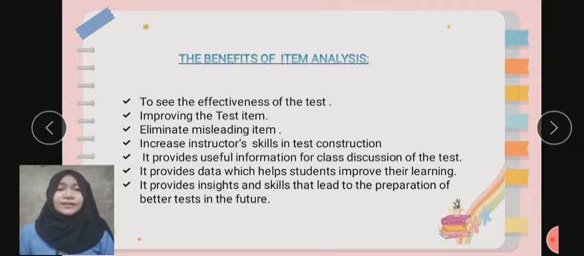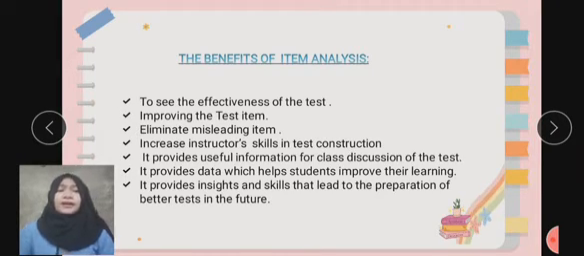So, like what I've said, kailangan natin eliminate yung mga questions na nasama which is not related, or pwede rin nga yung hindi pa na-discuss, na dagdag sa questions. So, we have here the increase instructor skills in task construction.